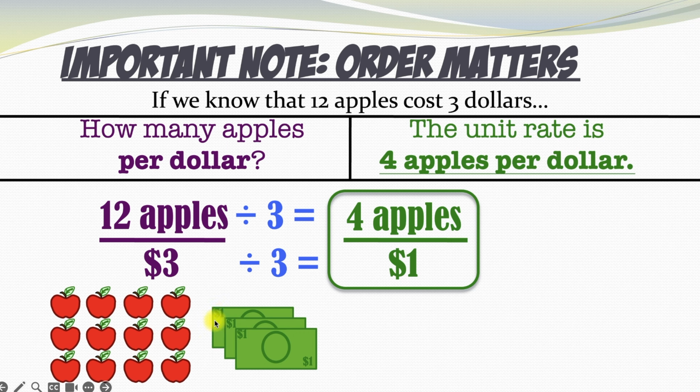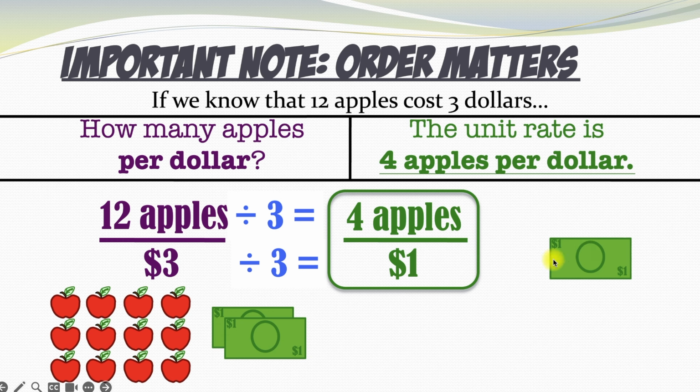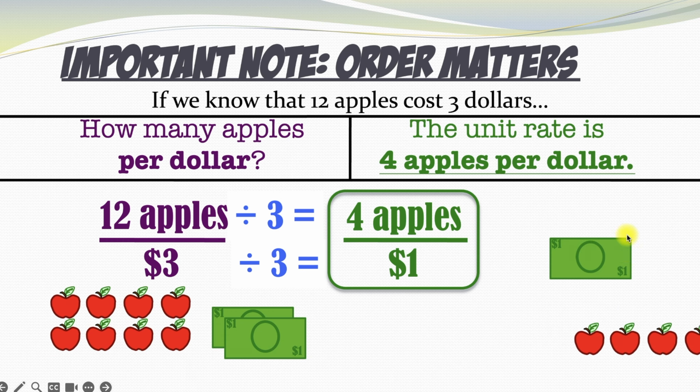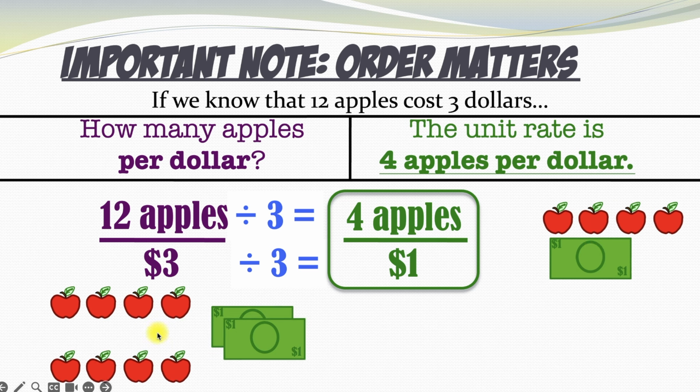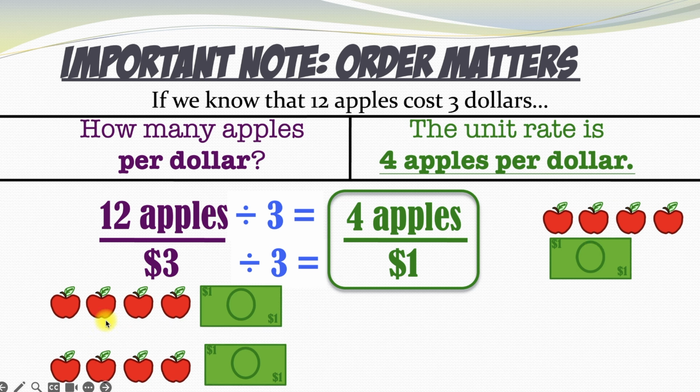And here's exactly what that looks like. Because 4 apples cost $1, I'll bring this dollar over here and put these 4 apples with it, because this is 4 apples for $1. And then here we also have 4 apples per dollar. And here we also have, again, 4 apples per dollar.